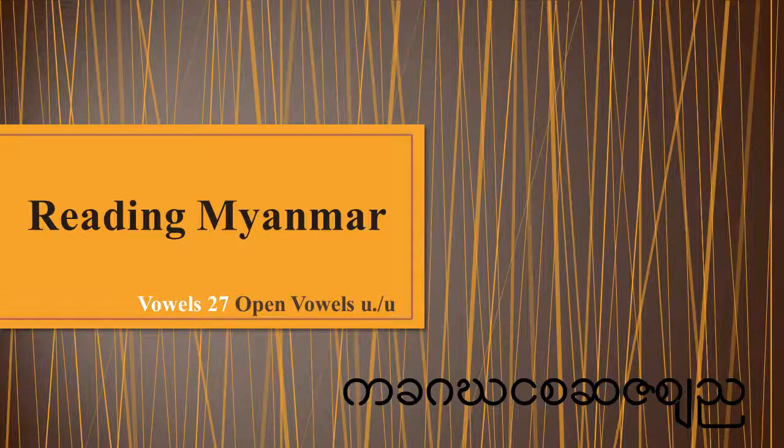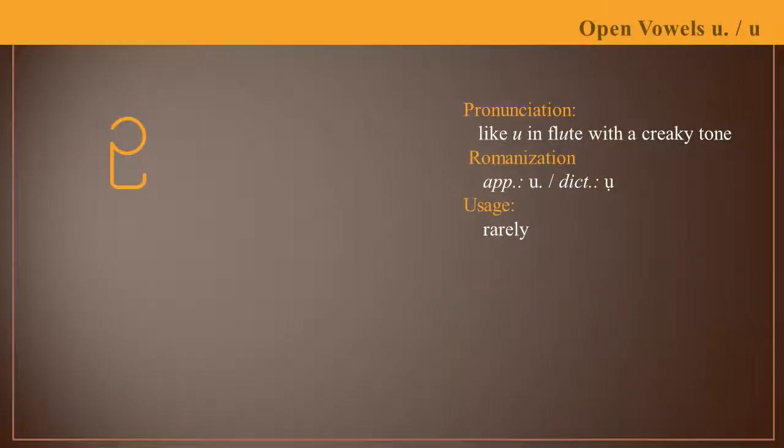Reading Myanmar, Vowels Lesson 27. Here is the next of our open vowels lesson. We're going to consider two in this lesson. They're very closely related. This could also appear in this form, and it would be pronounced the same. The pronunciation is like the letter U in the word flute, but using a creaky tone.